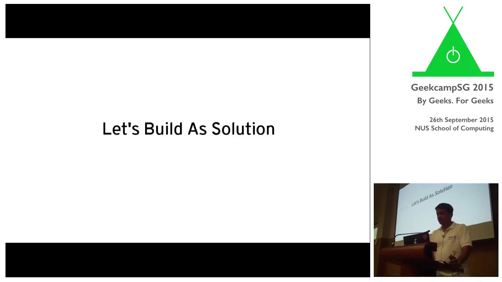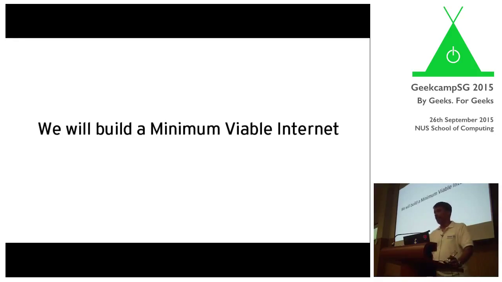So I want to build a solution. The solution has to be what I call a minimum viable internet. Okay, we can build many types of internet. Your definition of internet may differ from mine. But what I would like to do is to have a benchmark of what it means to have a minimum viable internet.